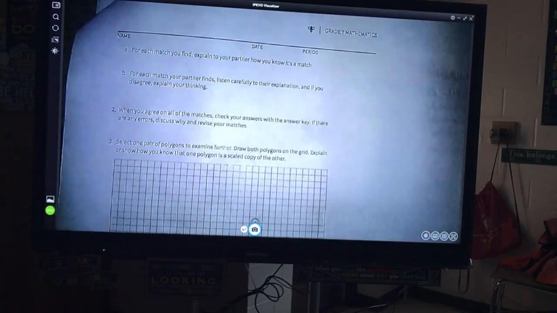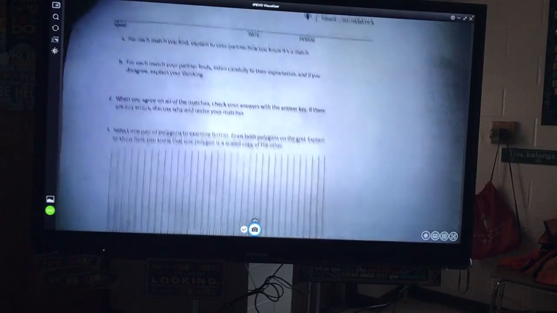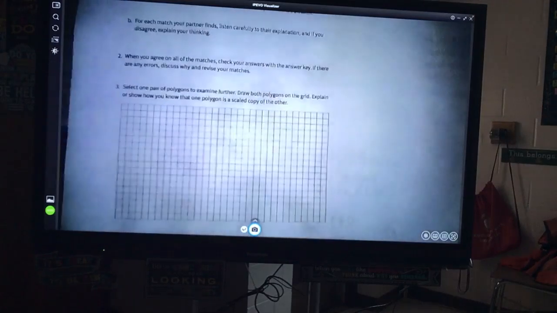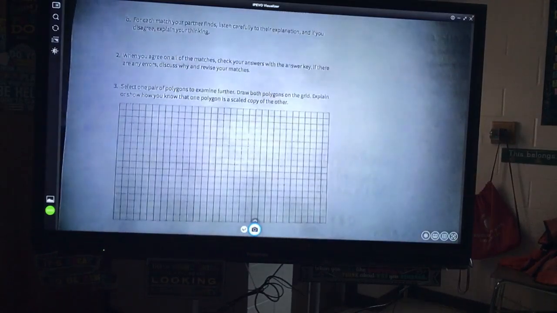So again, the first part you're just kind of matching. Then for number 2, it says when you agree on all of the matches, check your answers with the answer key. I have the answer key. You let me know. I'll let you know. Then it says select one pair of polygons to examine further. Draw both polygons on the grid. Explain or show how you know that one polygon is a scale copy. Okay? Does that make sense?